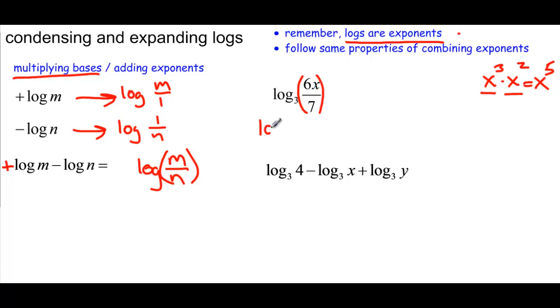So I'm going to have log base 3 of 6 and another positive log base 3 of x. So those are both in the numerator. Now I have an item in the denominator. I'll do it in a different color. Down here, 7. So I'm going to do negative log base 3 of 7. So again, notice they're all base 3.